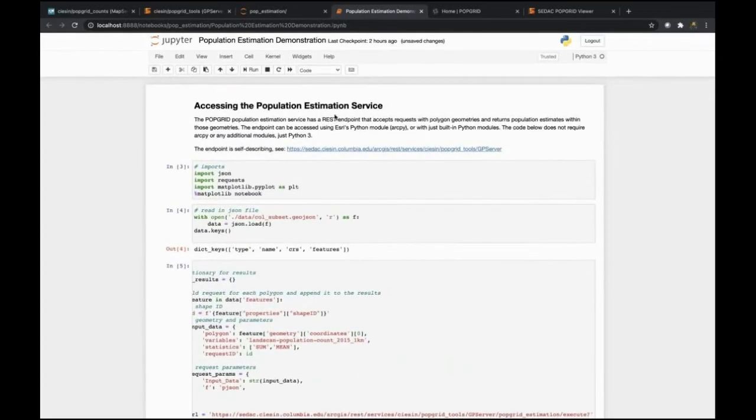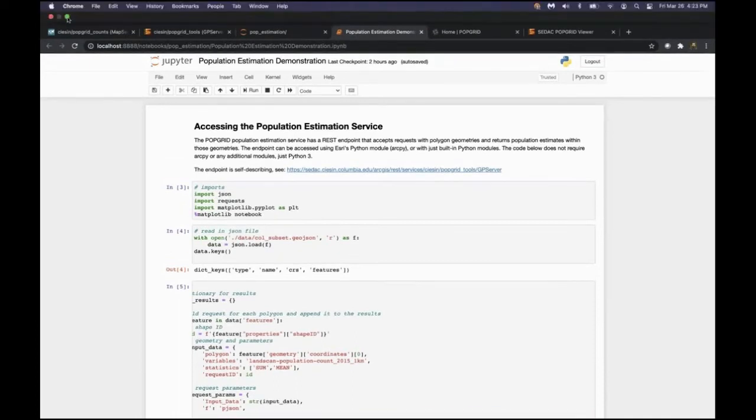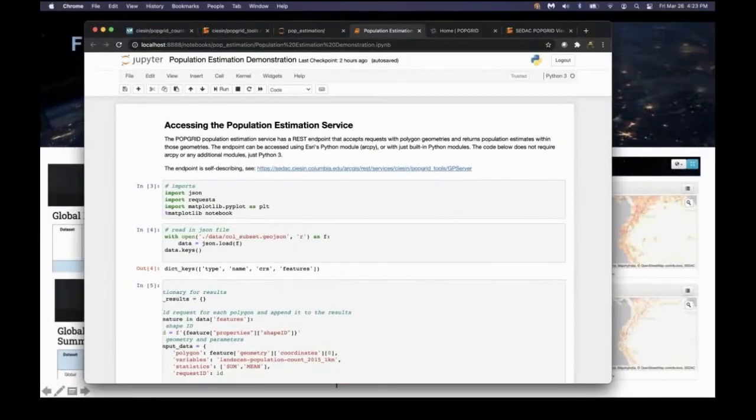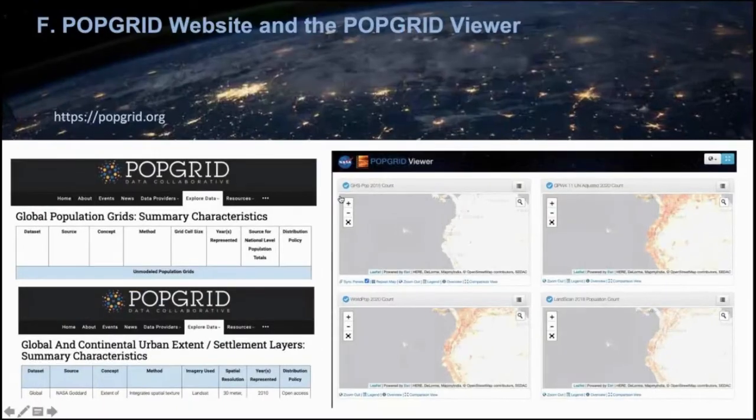And this is the same service that I demonstrated for drawing a single polygon in the web and seeing the results. So I've finished the demos, and I'm going to go back to PowerPoint and continue on with the presentation.